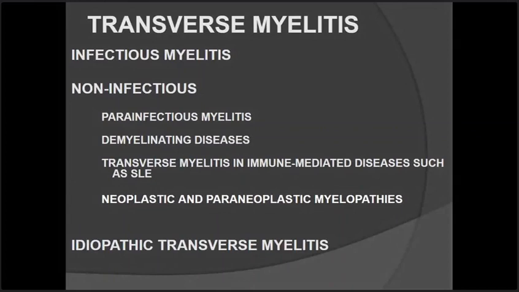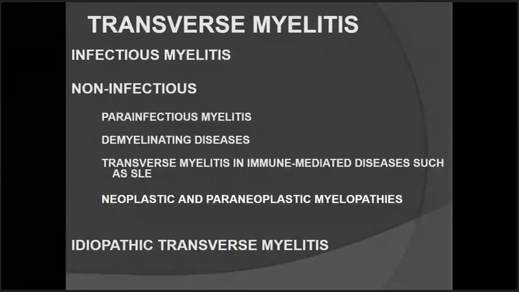Fungi and parasites may cause acute myelitis, but it's usually viral. Even the bacterial and mycobacterial etiologies are less common than the viral cause. And the most common viral involvement is herpes simplex virus type 1.